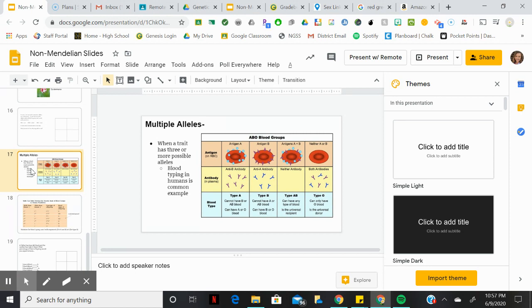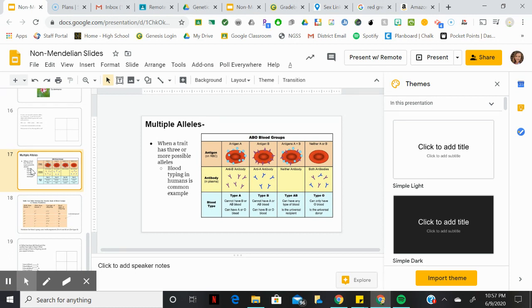Probably the most common example, the most universal example, are the human blood types. So there are actually 4 different blood types, but there are 3 different alleles. A, B, or O. Okay?